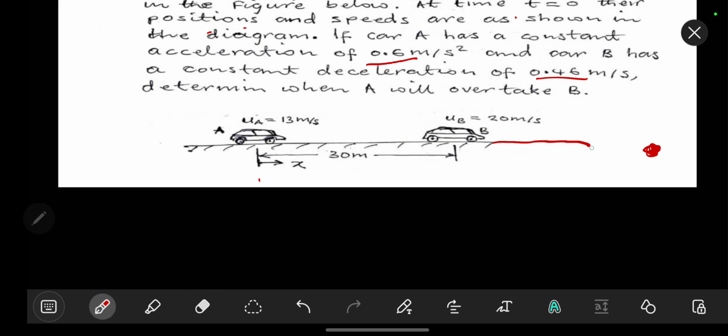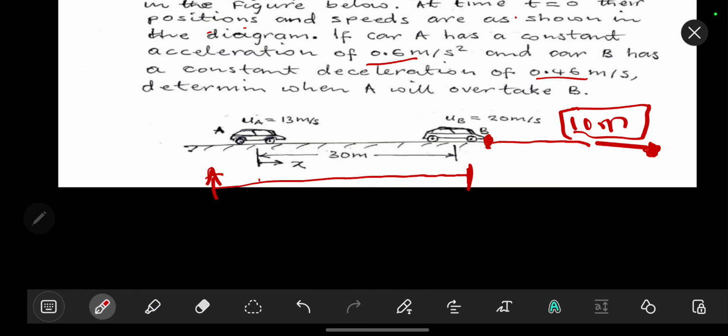Let's say from here up to here, it is just 10 meters. Now car B, from here up to here, will have to travel 10 meters. But let's look at car A. Car A has to travel first an additional 30 meters here. At the same time, it has to go again and add 10 meters. So in total, it will travel 40 meters.